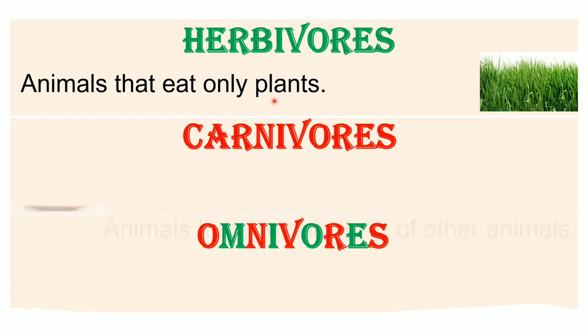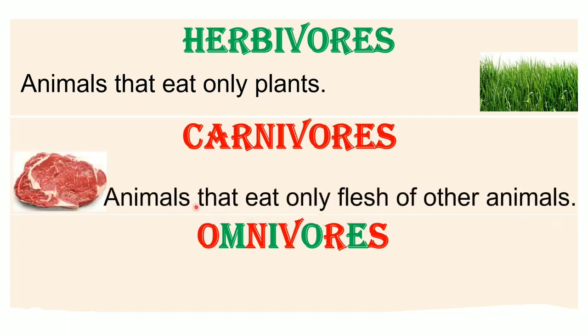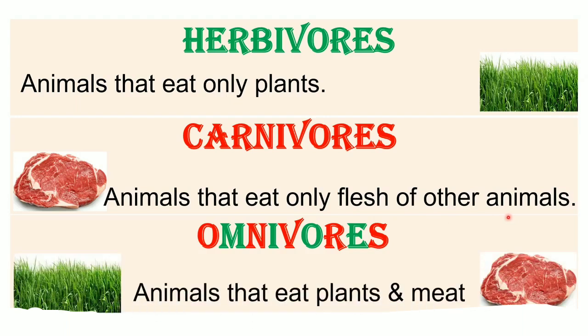So, first of all, there are herbivorous animals, then carnivorous animals, and next is omnivorous animals. Herbivorous animals eat only plants, carnivorous animals eat only flesh of other animals, and what about the omnivorous? The animals that eat plants and meat, both of them. We are going to discuss briefly all these animals in this chapter.